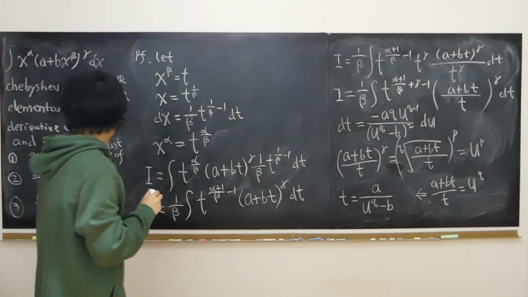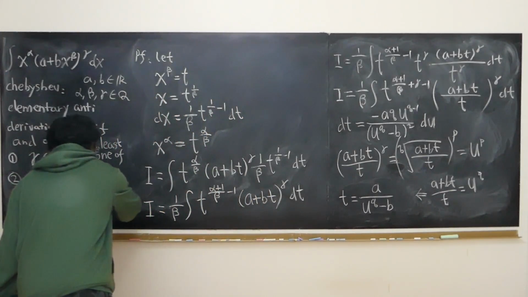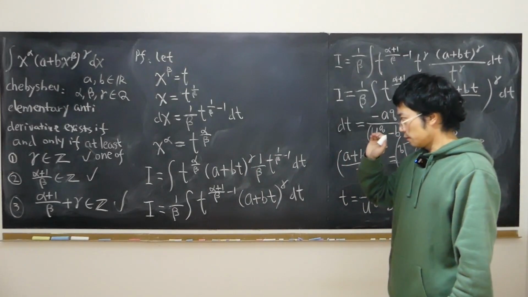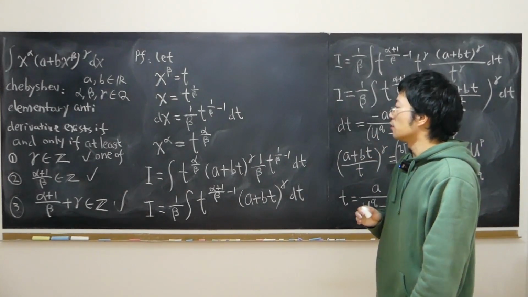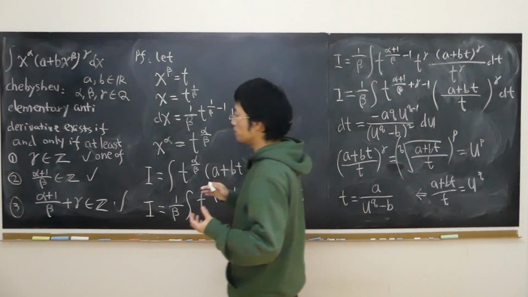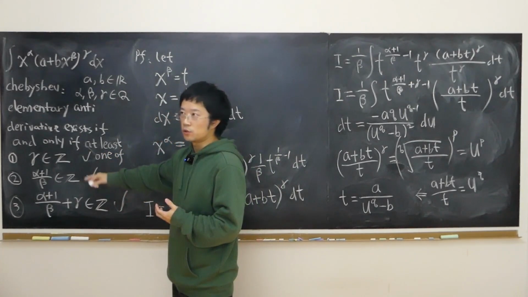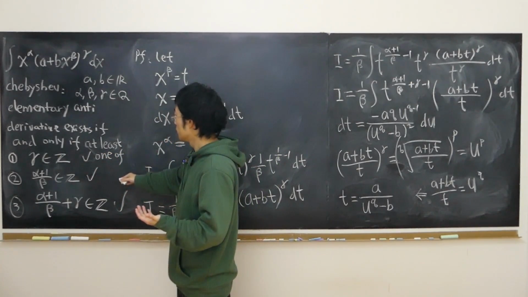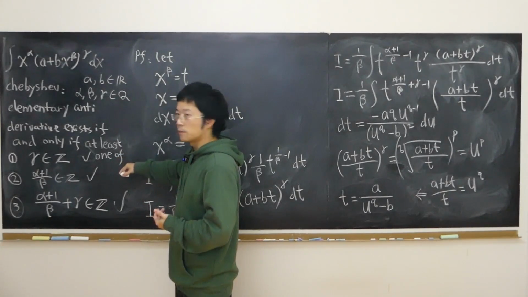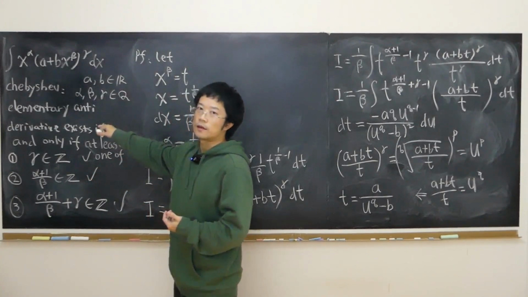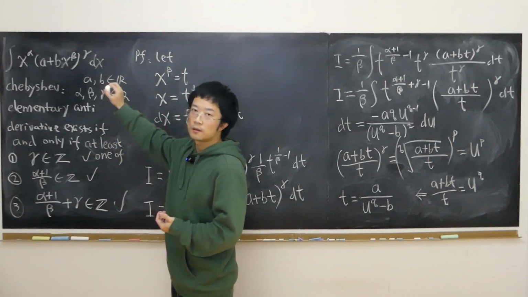So we're done with proving all the case scenarios. They don't have to be met at the same time. As long as one of them is met, or two of them, or three of them, so at least one of them is met, then there is an elementary antiderivative for this type of integral.